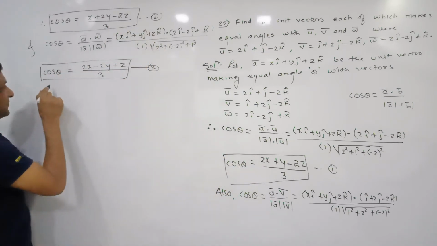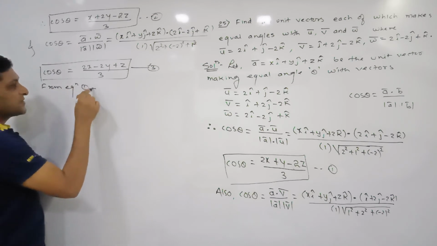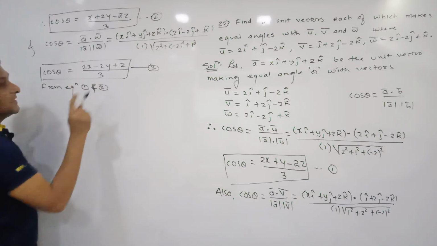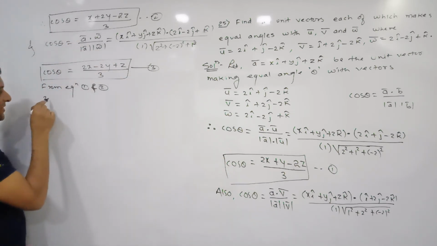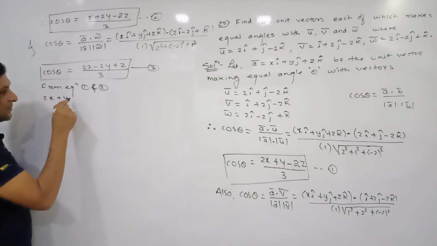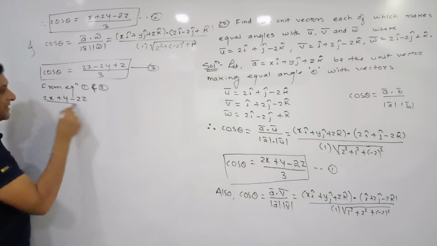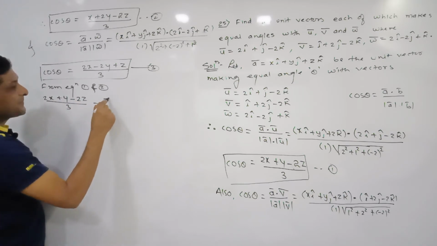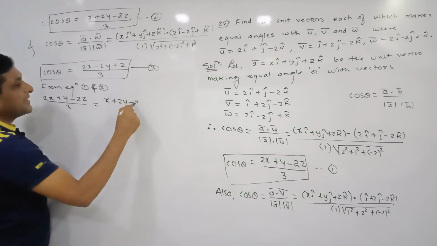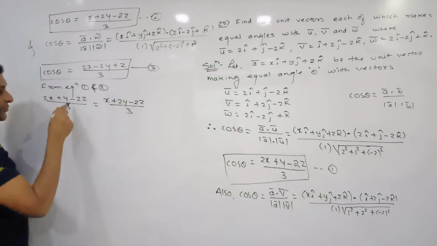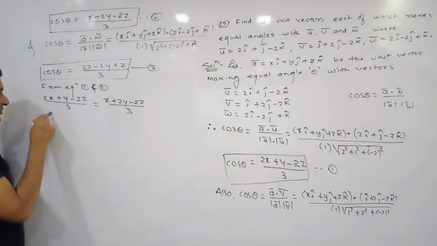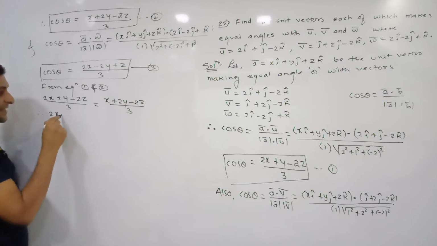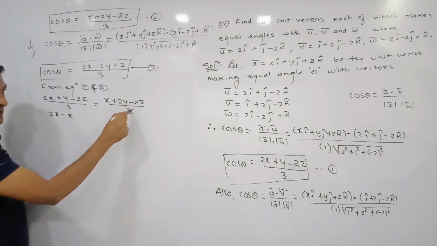So from equation first and second, let us see what we'll get here. From equation first and second, their left hand sides are equal, means their right hand sides are also equal. That is (2x + y - 2z)/3 is equal to (x + 2y - 2z)/3. So 3 and 3 will get cancel. After cancelling 3, keep this 2x as it is. This plus x on this side will become what? Minus x. Hope you have got it.